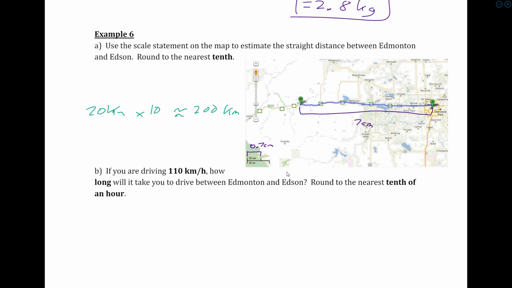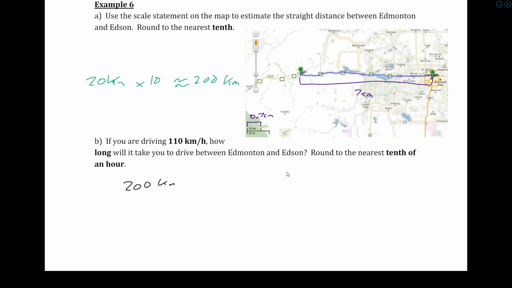Okay, now, if I'm driving this distance, let's go back in this course a minute. If I'm driving 110 kilometers an hour, how long would it take me to get there? Well, in this case, I'm going 200 kilometers, and I need to figure out that at 110 kilometers per hour, how long would that take me? 200 divided by 110 gives me 1.8 hours. Something like that.